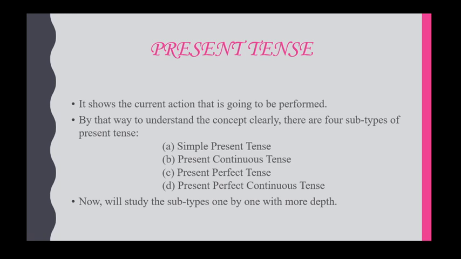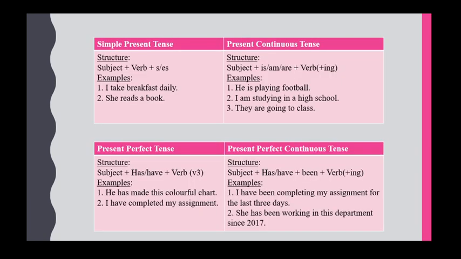For more clarification, if you need it, there are 4 subtypes of the present tense. First is the simple present tense, second is the present continuous tense, third is the present perfect, and the fourth is the present perfect continuous tense. Okay, now let's brief up the 4 subtypes of the present tense in more depth. So let's see, friends. First comes the simple present tense.